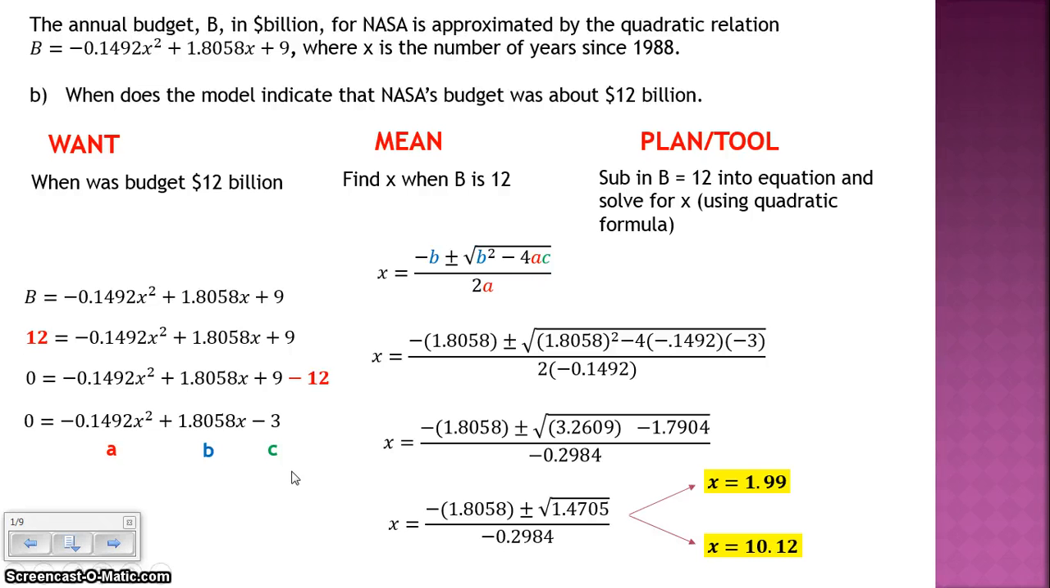Now this x is the number of years since 1988. So if you look at the first scenario, x equals 1.99. In this case, x is around 2 years since 1988, which would actually put us at the year 1990. And the second one, we're looking at about 10 years since 1988. That would put us at approximately 1998. Okay, and that would be your answer for the second part.